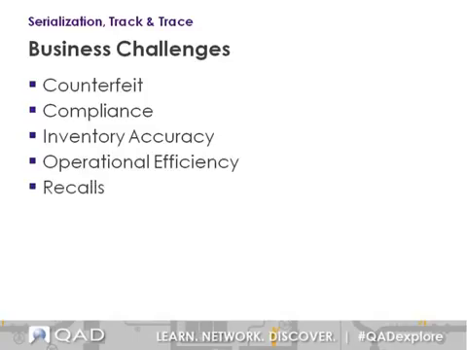Related to recalls, dealing with information with not so high granularity will probably require you to recall a much higher range of inventory. With the granularity of serialization, you'll be able to narrow down specifically what needs to be recalled based on your information on the root cause, what went wrong. And this goes as well for product genealogy.